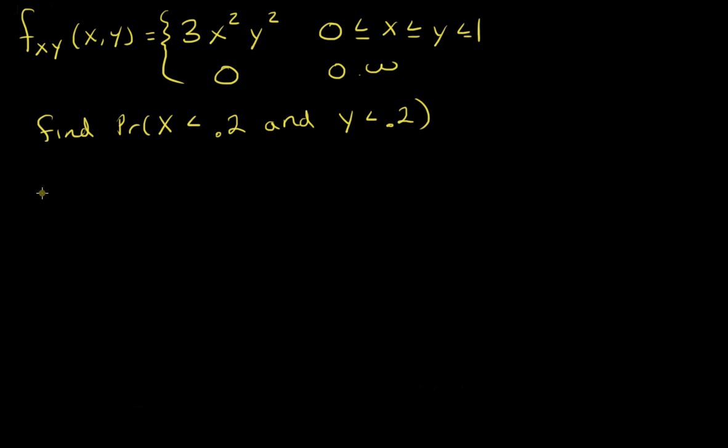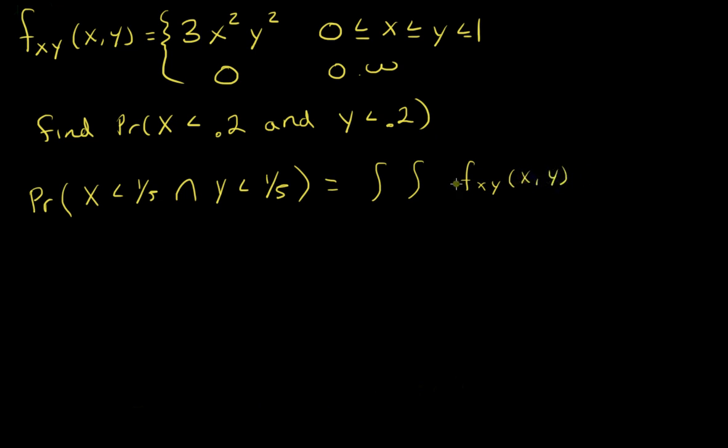Actually, I want to rewrite this. I prefer fractions to decimals. So this is the same thing as saying the probability x is less than 1/5 and y is less than 1/5. Okay, that's the same thing. In general, by definition, since this is a probability that involves x and y, we're going to integrate the joint probability distribution function.